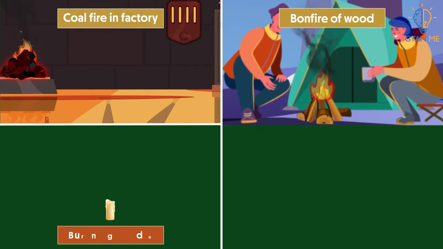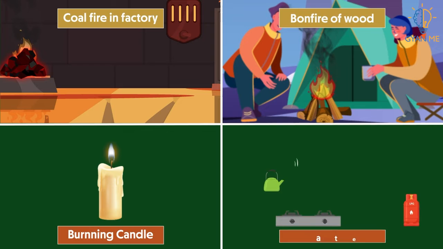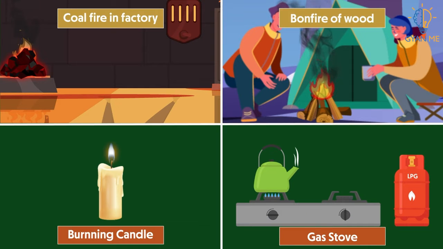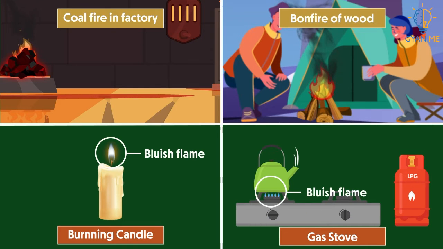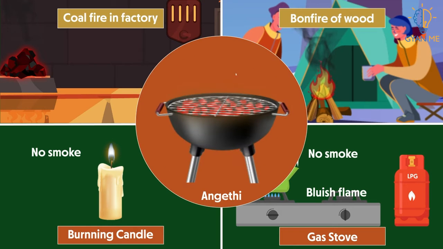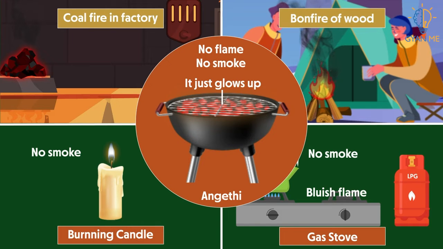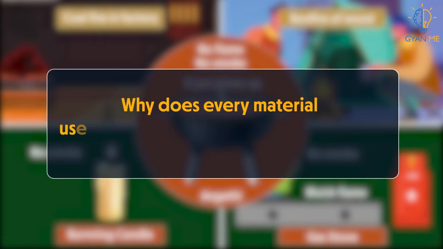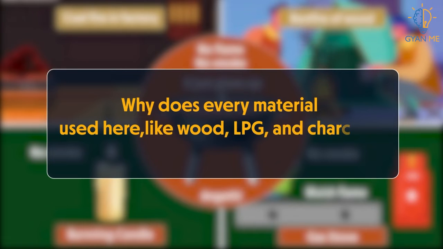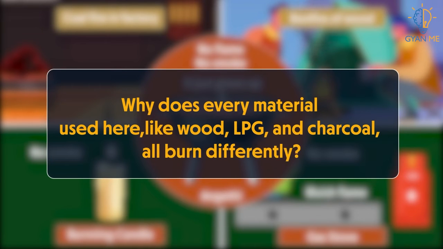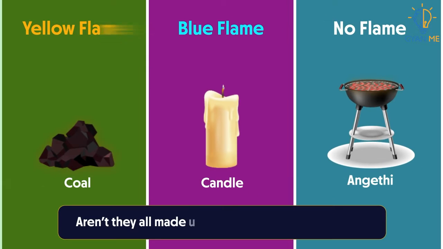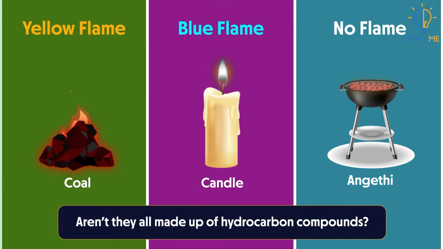Yes. Compare this with a burning candle or LPG in the gas stove. We see that they burn with a bluish flame and no smoke is produced. In fact, when coal is burnt in an angeti, it doesn't even produce a flame, it just glows up, isn't it? Yes. But why does this happen? Why does every material used here like wood, LPG and charcoal all burn differently? Aren't they all made up of hydrocarbon compounds?